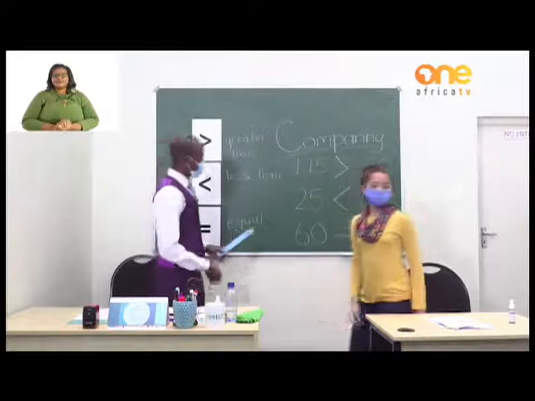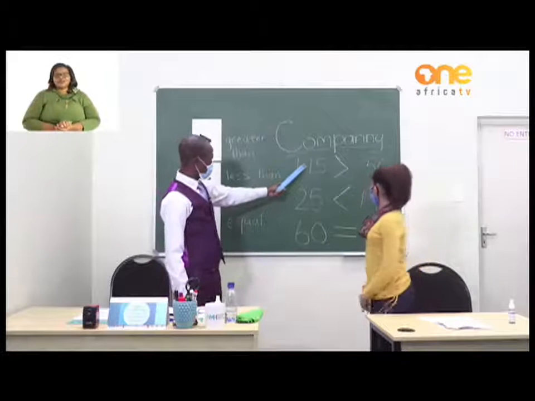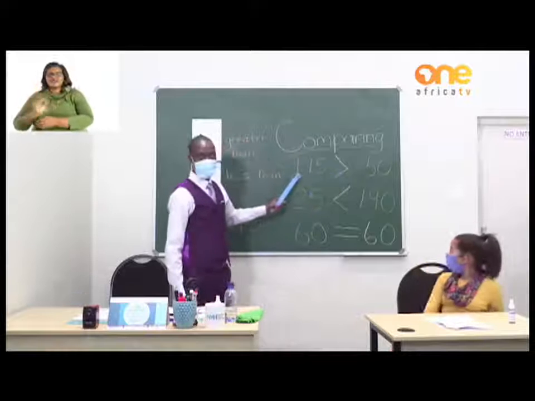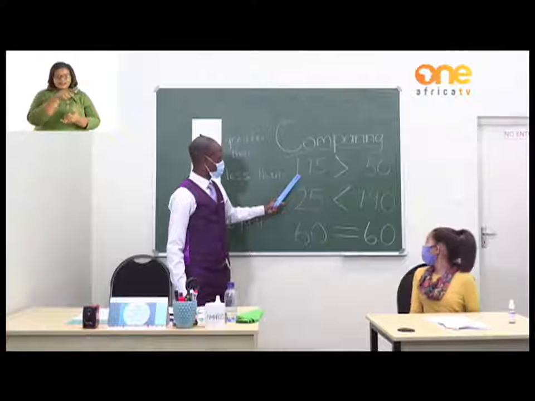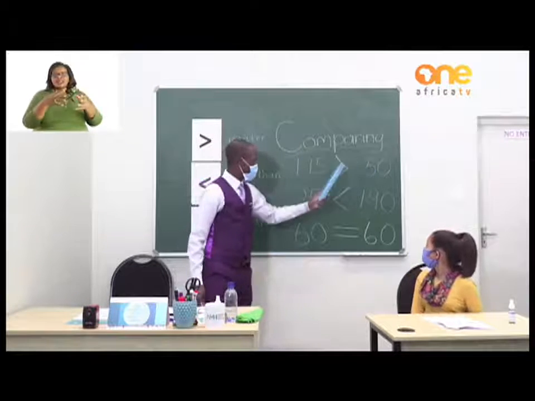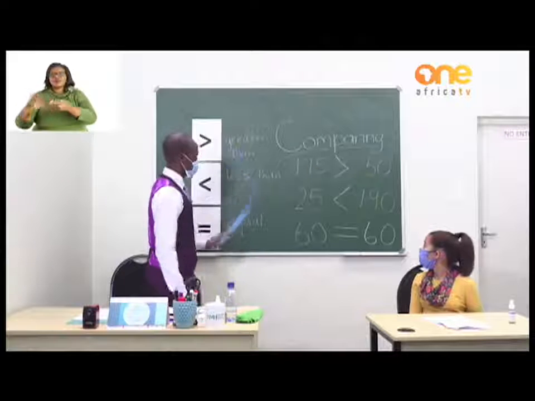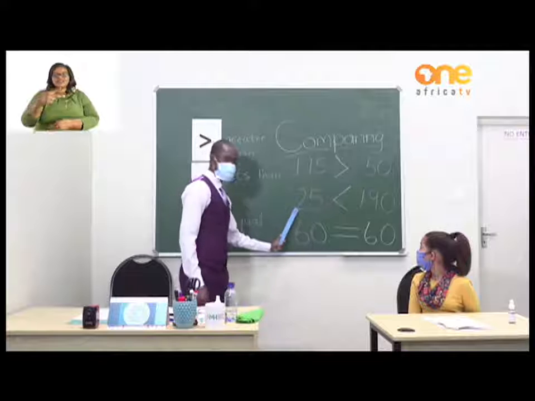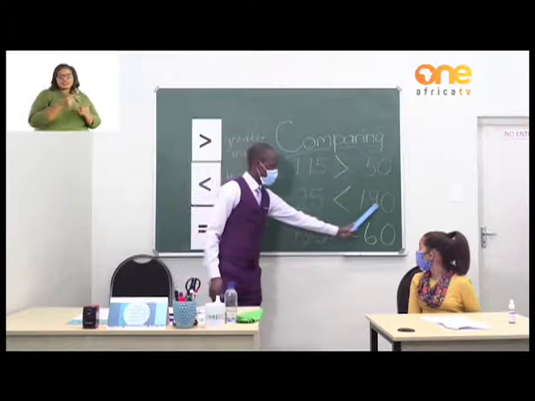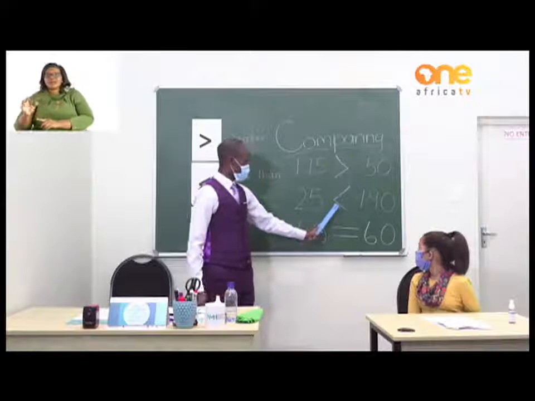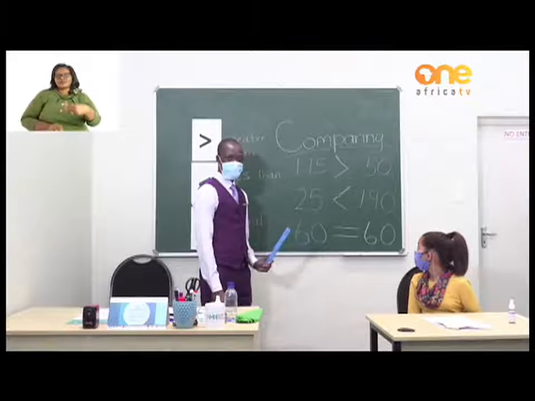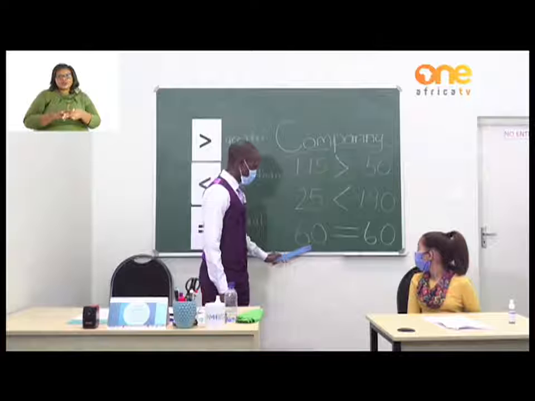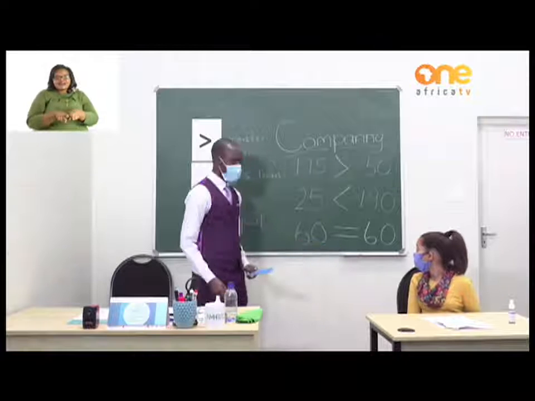Let us look at the work which she did. Here we are having 175 and we are having 50. We are starting with a bigger number here, then followed by a smaller number. So we are using the first sign, which is greater than. This is correct. Then the second one, we are starting with a smaller number, followed by a bigger number. So we are using a less than sign. Here, these two numbers are equal, of the same size. That is why we use the equal sign.